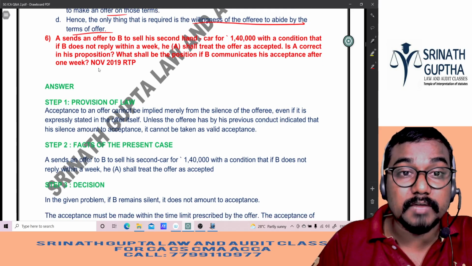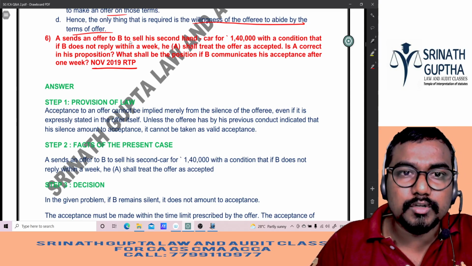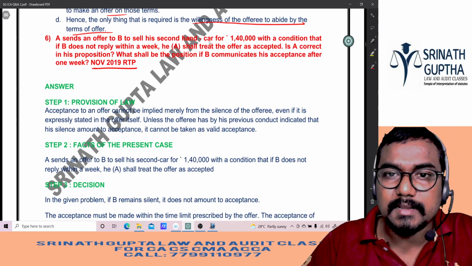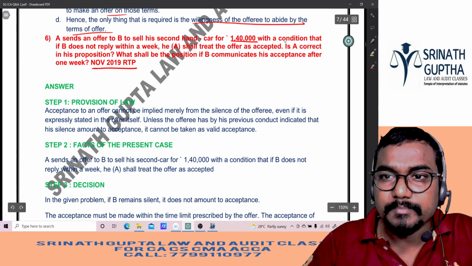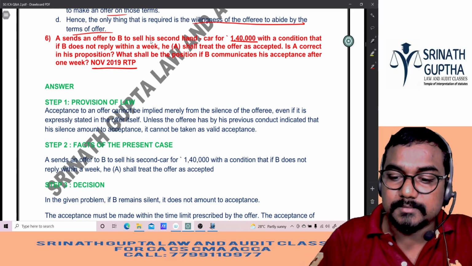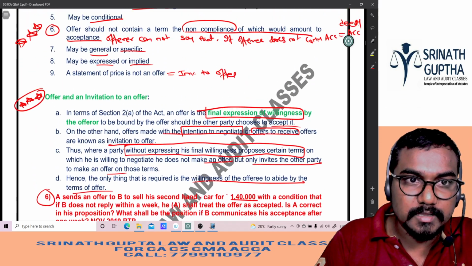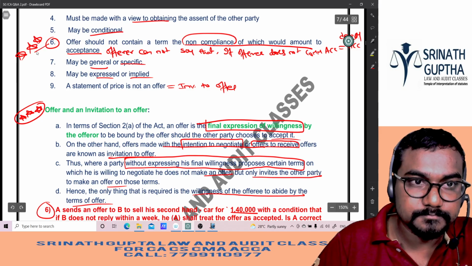This question was asked in November 2019 RTP. A sends an offer to B to sell his second-hand car for 1,40,000 with a condition that if B does not reply within a week, this is related to, just now I said no beta, this sixth point beta.